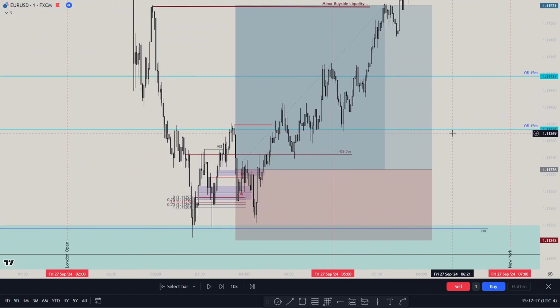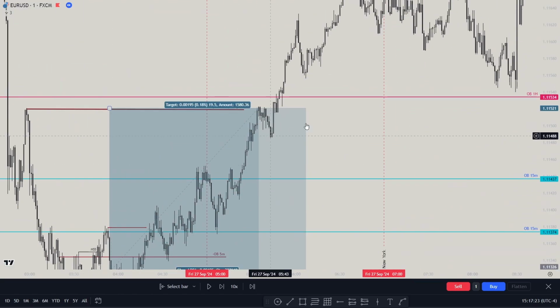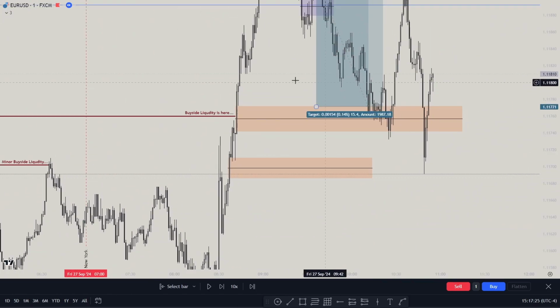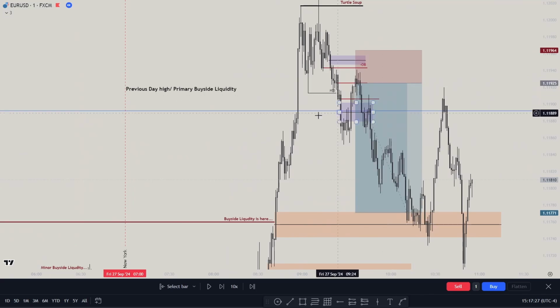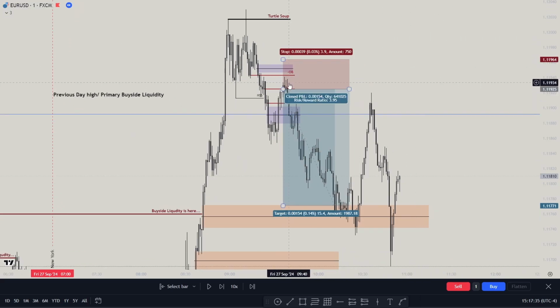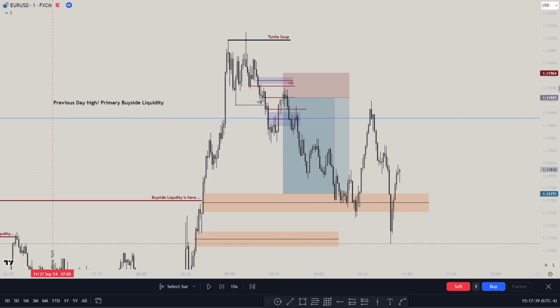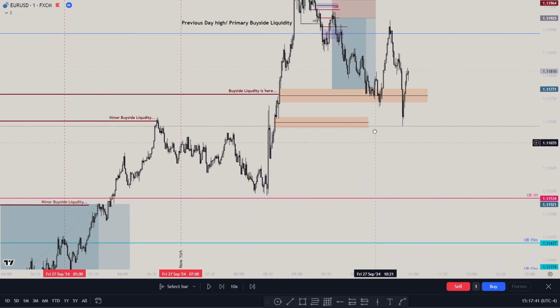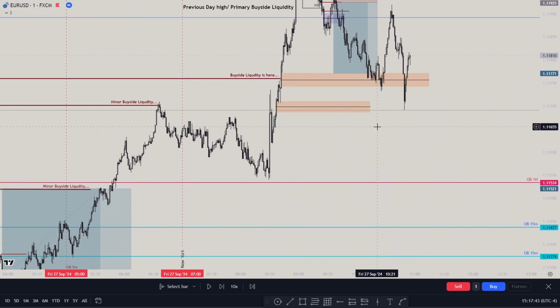So yeah, on Friday there was a liquidity sweep and a reversal in the London session, and the same in New York. We see that there is a previous day high sweep and another turtle soup here, and we got a pretty 3.9 RR trade here. So yeah, this was the trade review for Friday.